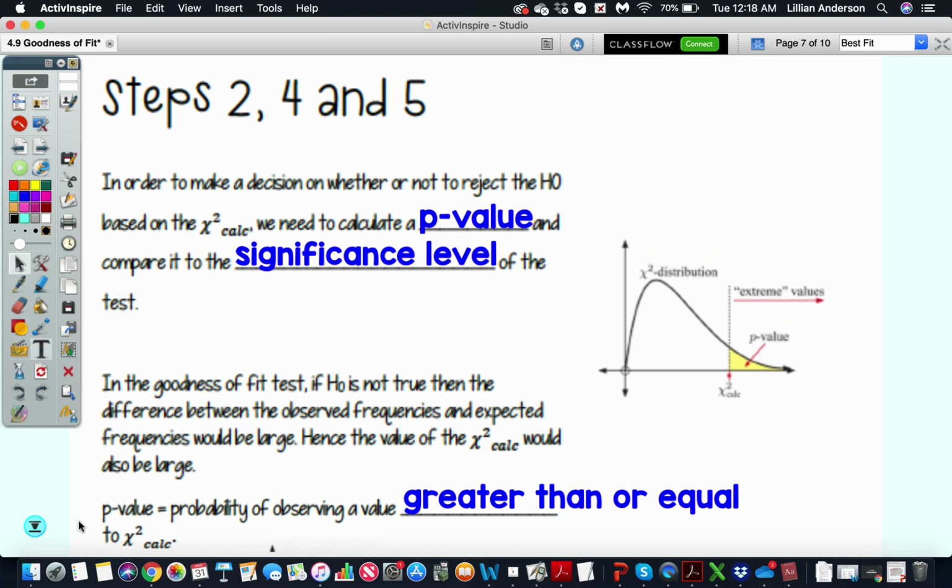Okay? Now the p-value is equal to the probability of observing a value greater than or equal to the test statistic. Okay? And that is what the p-value is. If you were wondering what that was from the chi-square test, that's what it is. That is that value there.